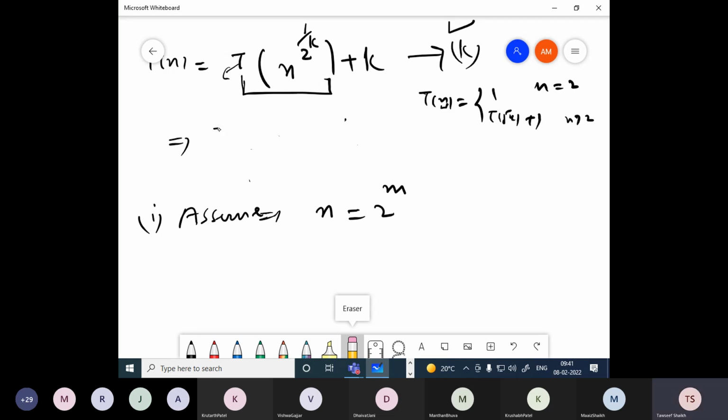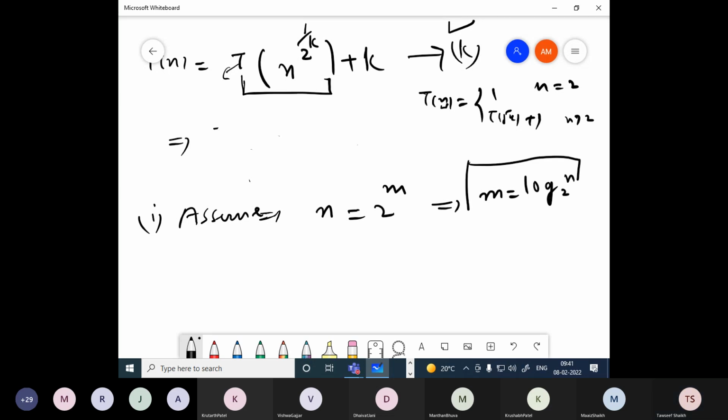Let me remove it. So when we are changing the variable, this means my m will be equal to log n to the base 2. Because I am taking n is equal to 2 power m, taking logarithm on both sides, that will give m is equal to log n to the base 2.